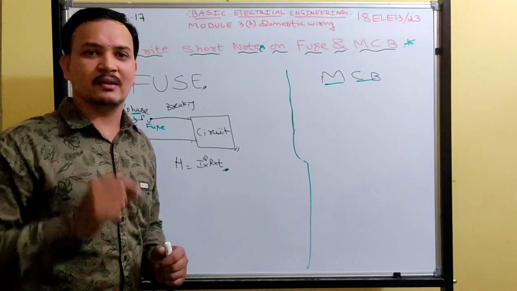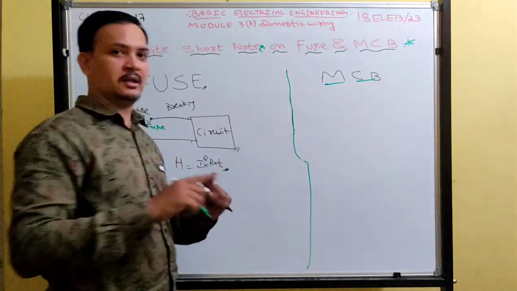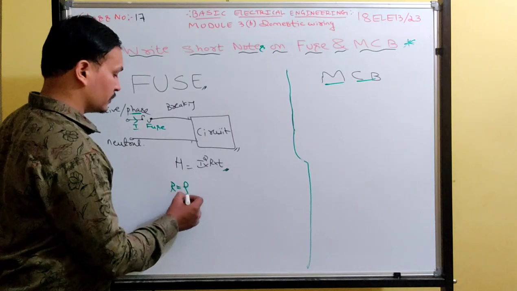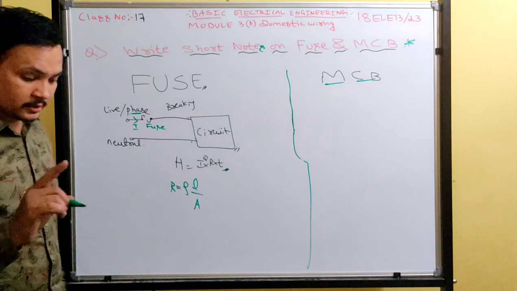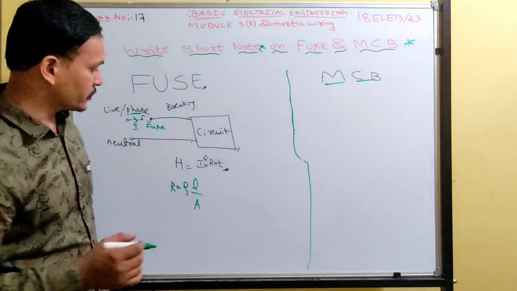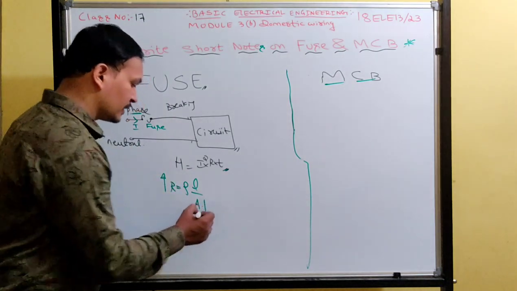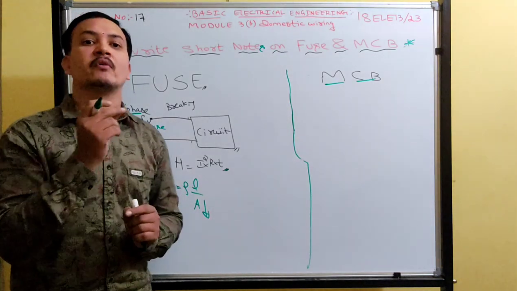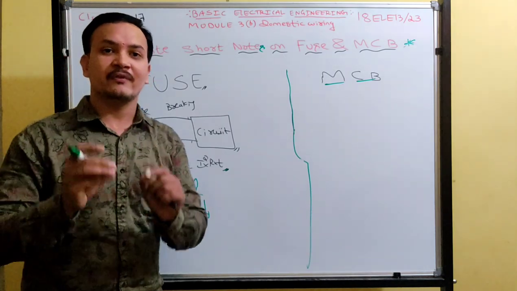So very thin, the area of the fuse wire is thinner in cross section. According to the law of resistance, rho L by area, the fuse wire should have a high resistance value. In order to get more resistance, we should decrease the cross-sectional area of the wire. If the cross-sectional area is lesser, it looks thin. So the fuse wire is made up of thin material.